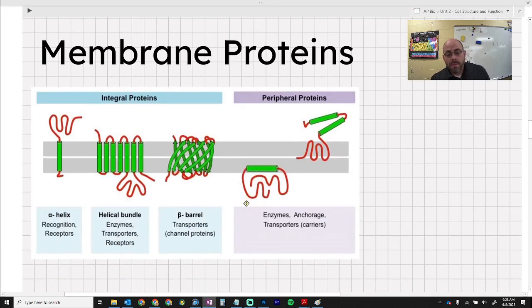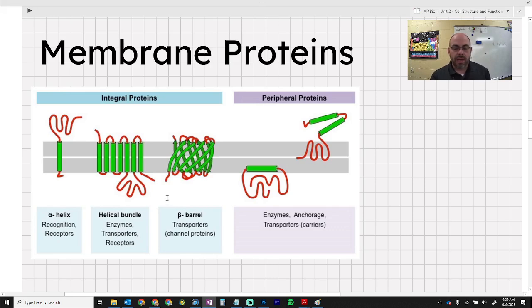That brings us to membrane proteins. So if a protein is in a membrane, that protein must also be amphipathic, right? Certain portions of the protein need to be able to interact with the polar portions of the phospholipids, and the other portions need to be able to interact with the nonpolar portions of the phospholipid. And so membrane proteins come in two different ways. You have these integral proteins, which are called that because they go all the way through the plasma membrane.